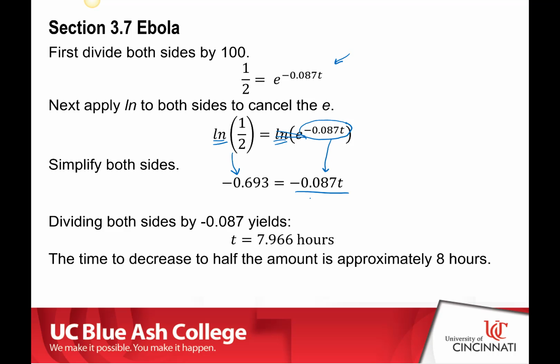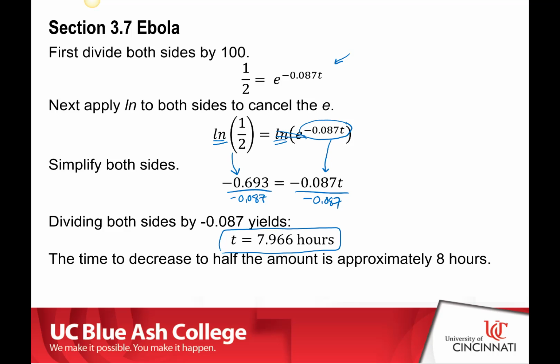At this point now you have an equation. You're going to divide both sides by the negative 0.087, and you get t is 7.966. Now you got to be careful here to remember what the units on t are. In this case it's hours. So what it's basically saying is that in about 8 hours, rounding it off to 8.